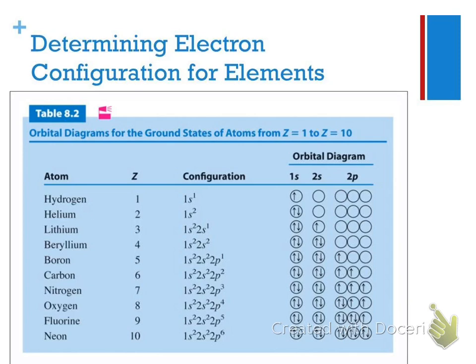So now if we look at helium, helium has 2 electrons. And helium is found in what block on the periodic table? It's in the 1s, and it has 2 electrons. So that's it.